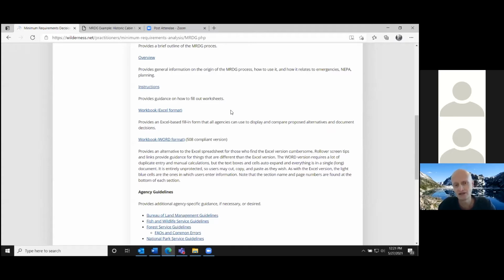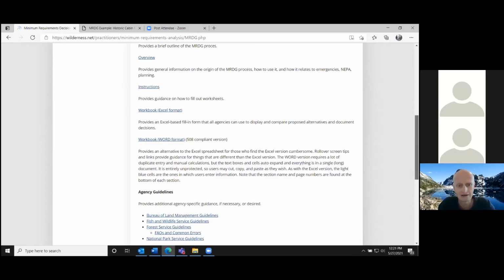The Excel can be really useful for those pretty straightforward projects where you might not need a whole bunch of analysis. But in most cases, I do recommend the Word format. One advantage of the Excel is it does pre-populate a lot of the information throughout the alternatives, so that makes it easy to use in some respects.